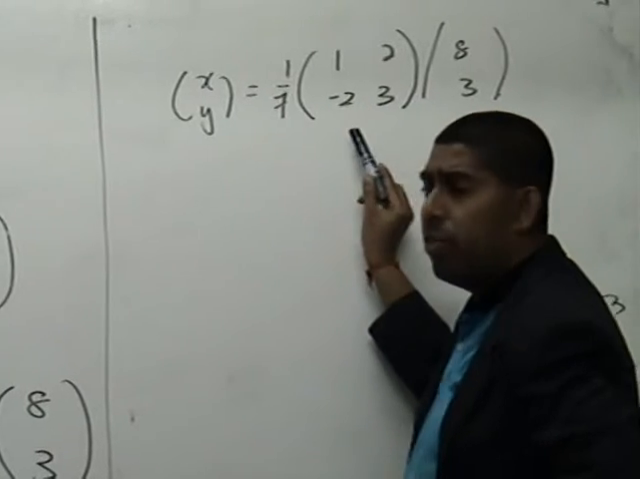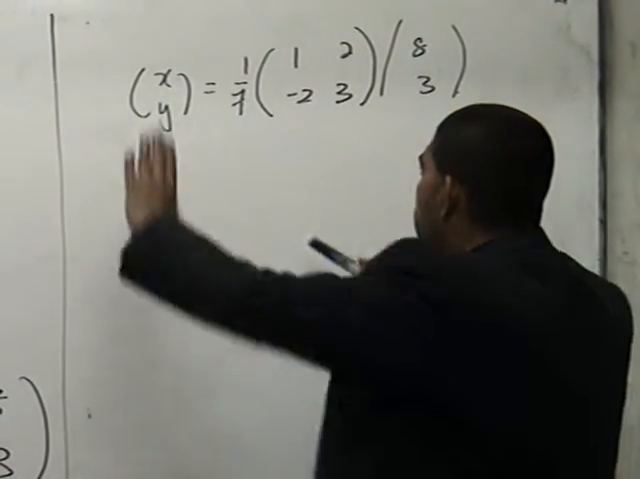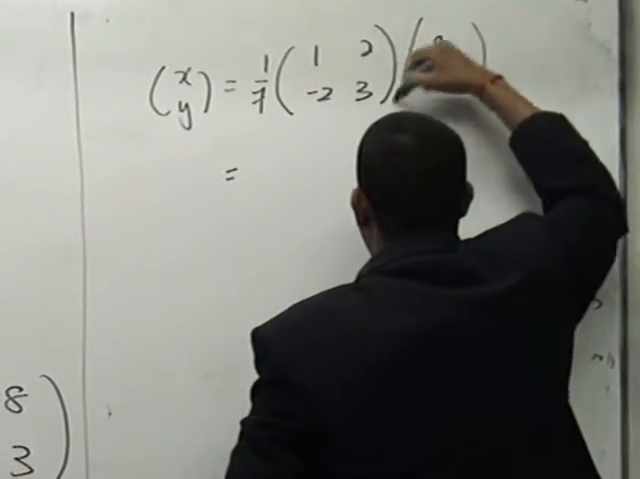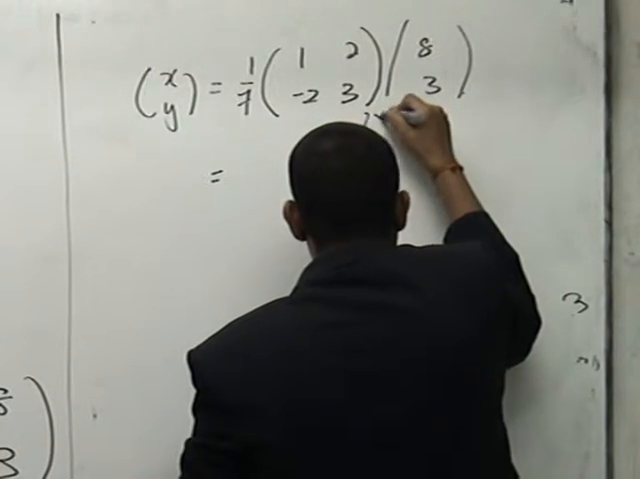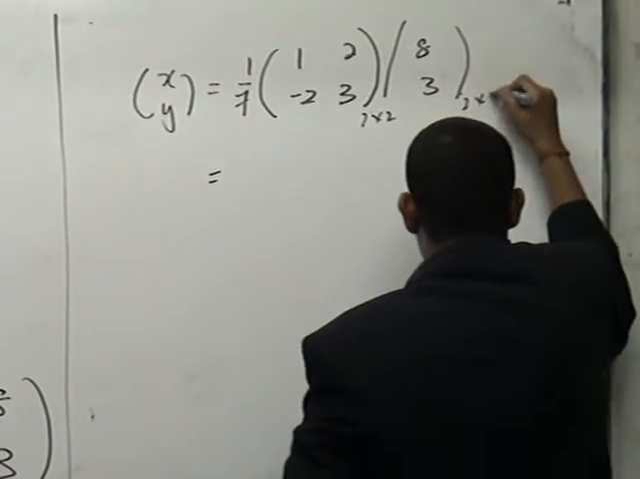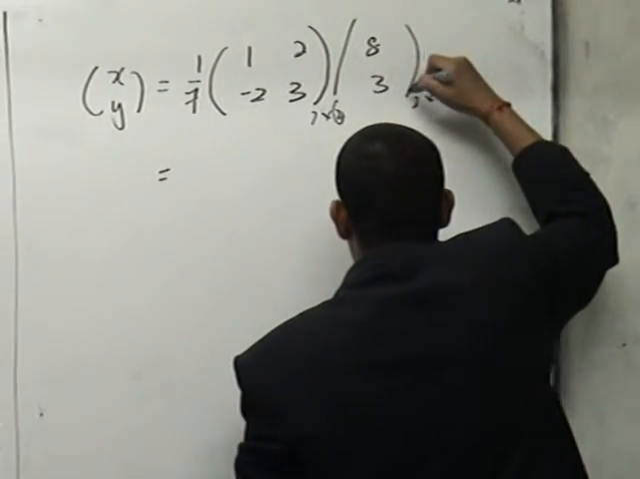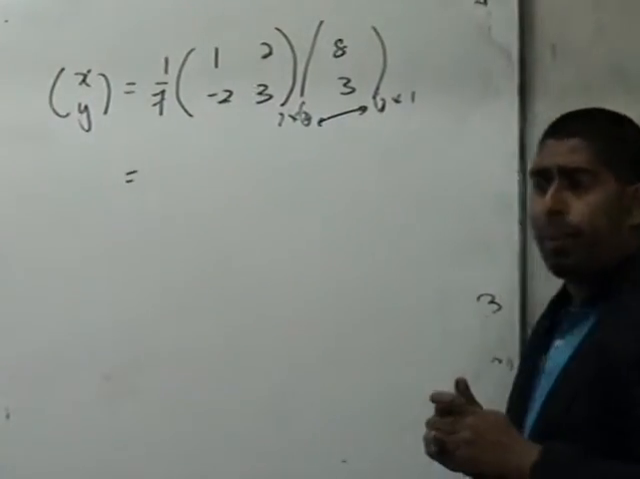Because if you do that, then you're asking for trouble. You complicate your working. Leave the 1 over 7 first. You just multiply this matrix and this matrix. Now what is this order here? 2 times 2. What is this order here? 2 times 1. Can you see or not? And can you see this number here and this number here is the same. Therefore, these two matrices can multiply.